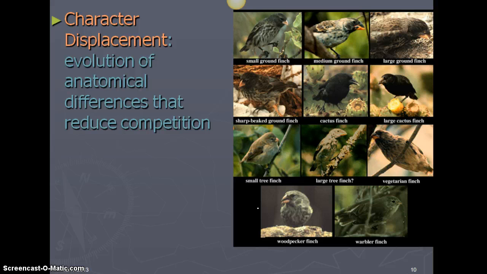Another way to reduce competition is character displacement. And so this is when anatomical differences occur due to evolution, and it reduces their competition. So they're fighting for a different set of food. They're competing for a different location to live. And so it reduces the amount of competition they have among each other, and more of them can survive at that point.